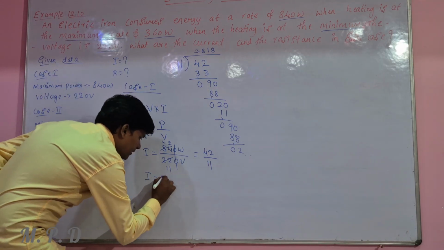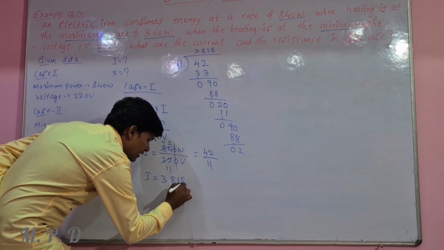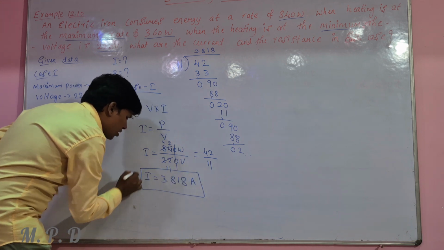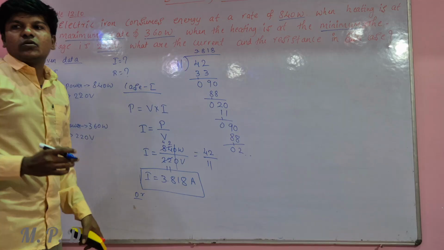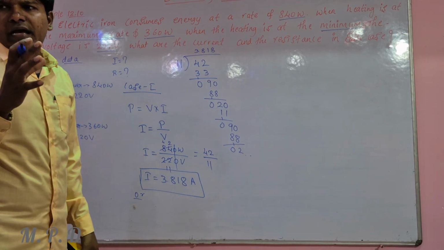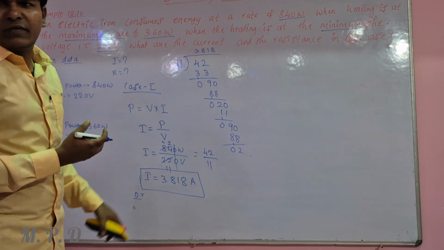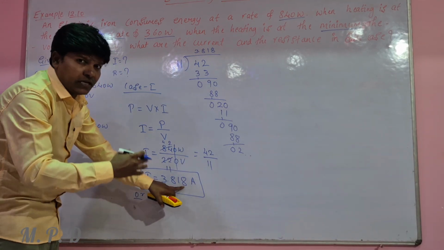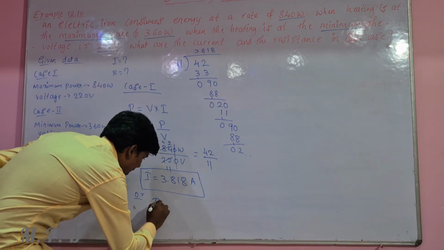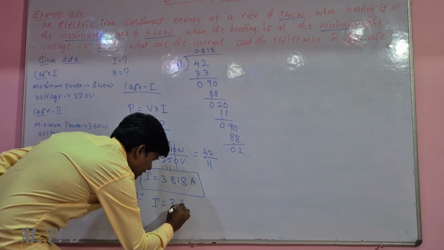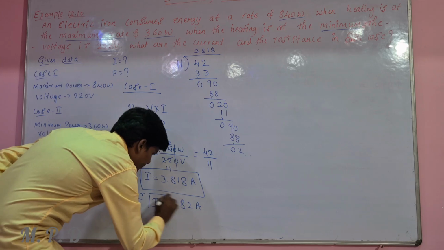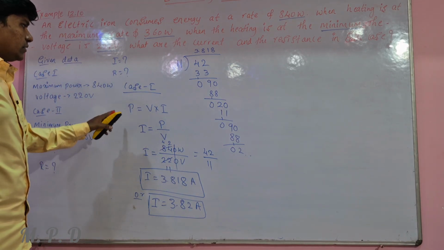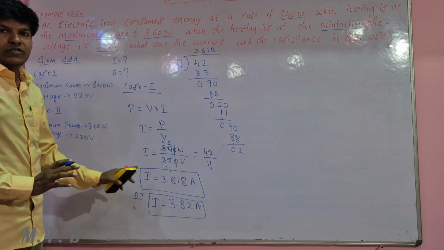I is equal to 3.818 ampere. This is case 1. The 18 is nearly equal to 2, so we can take I is equal to 3.82 ampere. This is case 1. I think you have understood the explanation very well.